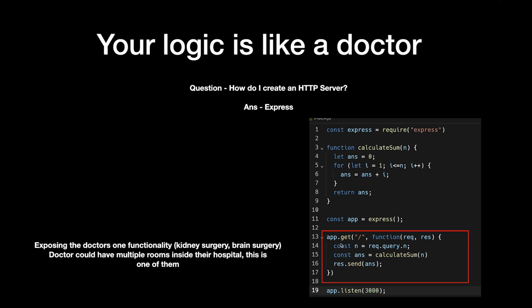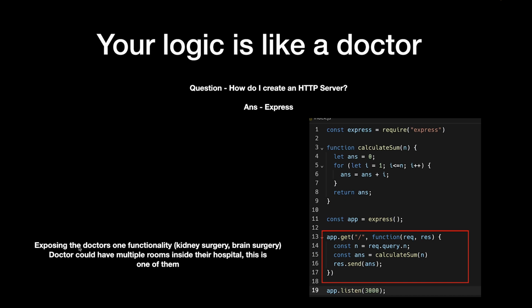And here we say app.get('/'), which means anytime someone comes on this route, this logic should run. And what is the logic? The logic is const n equal to req.query.n. Now, what is req.query, Harkirat? We will see very soon. We will see where this n variable comes from when someone actually visits our hospital or visits our room. We get the n variable, we call calculate sum, and we return it back to the user.